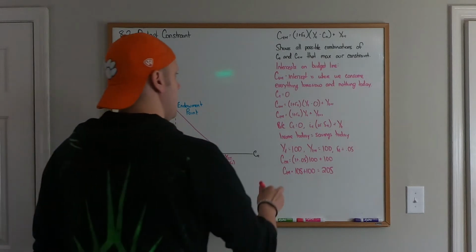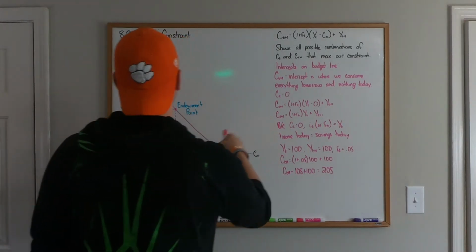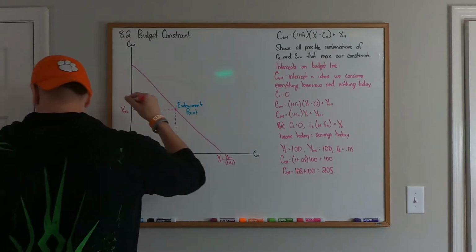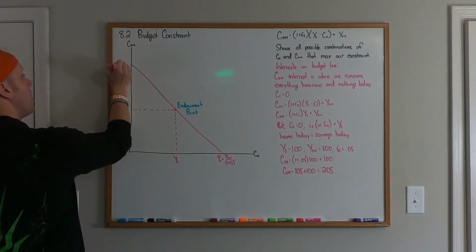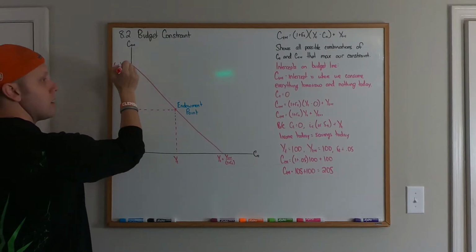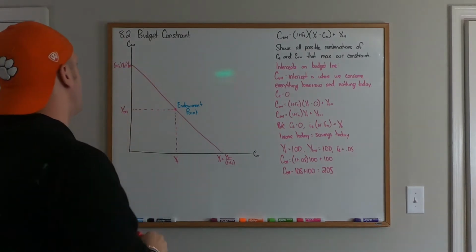So let's go ahead and label this CT plus 1 intercept right here: 1 plus RT times YT plus YT plus 1. Kind of didn't have a lot of space there.